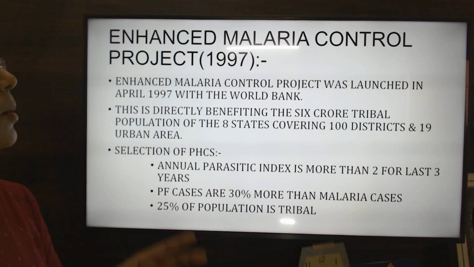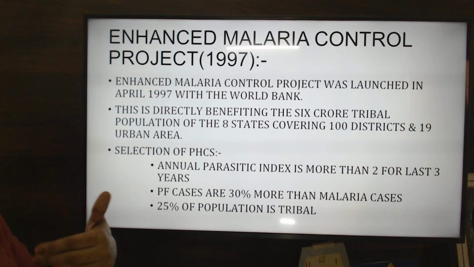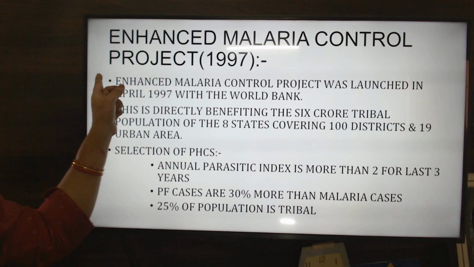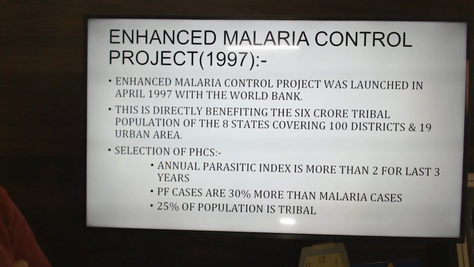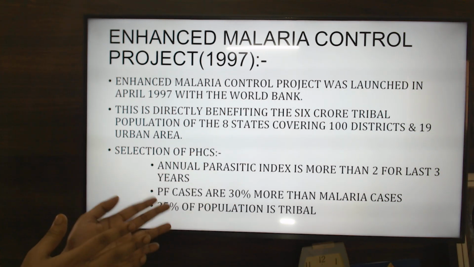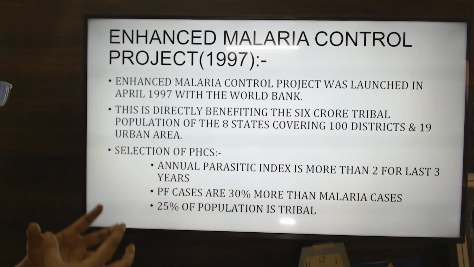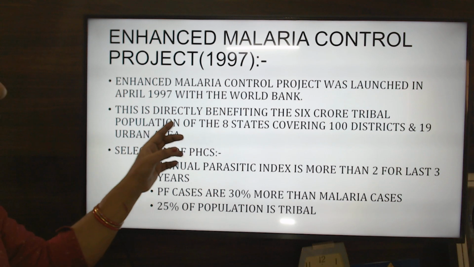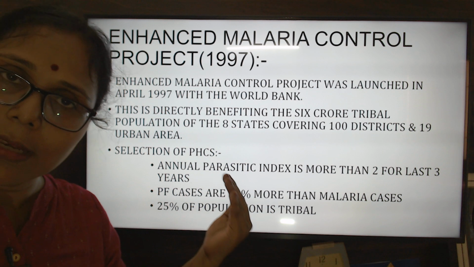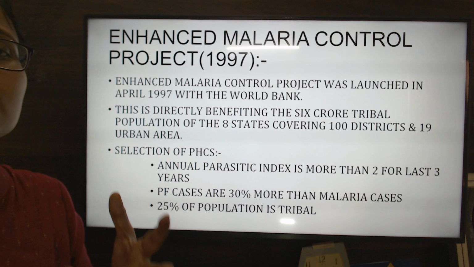Next, again in 1997, the malaria cases increased. The incidence of malaria cases increased. So the Enhanced Malaria Control Program project was launched with the support of the World Bank, because the World Bank sponsored this program, and it directly benefits the 6 crore tribal populations. We have given focus to the urban area, and we have given focus to the rural area, but some of the tribal areas are also present.